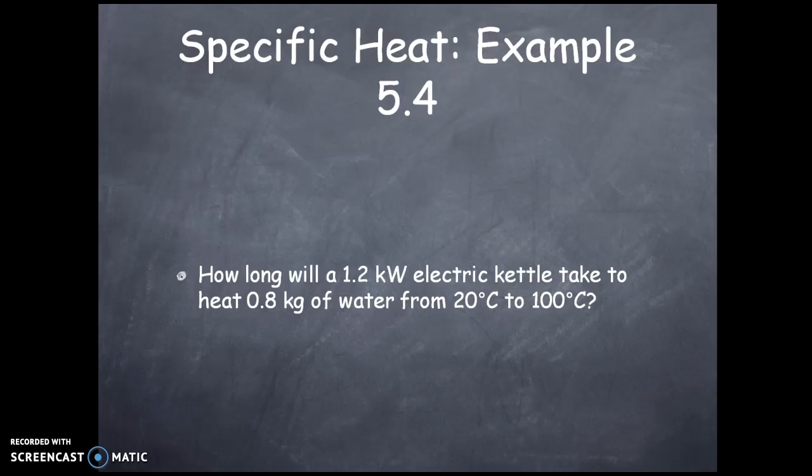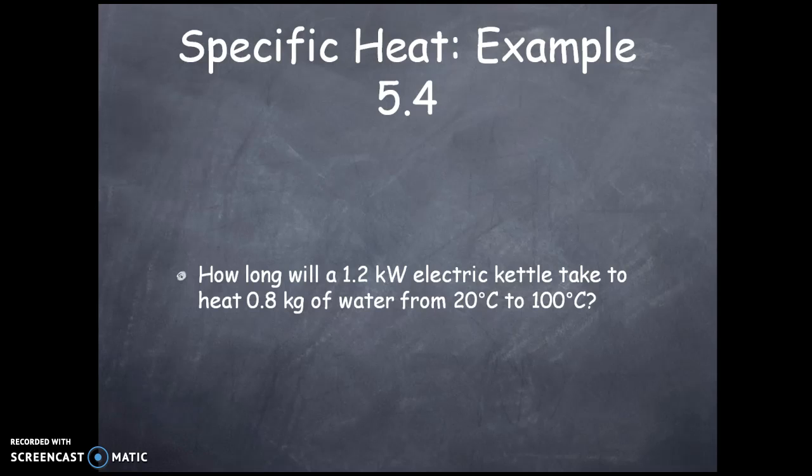Now, another example on the specific heat again. How long will a 1.2 kilowatt electric kettle take to heat 0.8 kilograms of water from 20 degrees Celsius to 100 degrees Celsius? So now we have the power of the electric kettle given and the mass of the water is given, so it is water. So now we need to get the water specific heat, okay? And then the temperature is changing from 20 to 100.